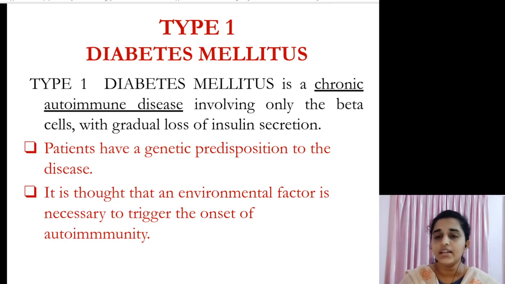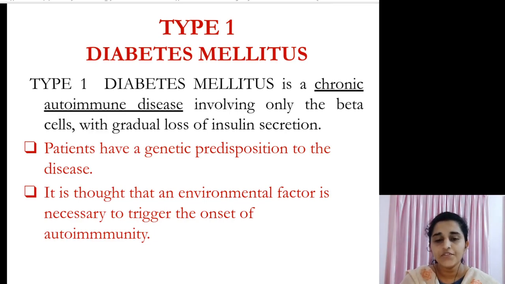So in children, it is a chronic autoimmune disease. Autoimmune disease, we know that our body is misinterpreting our own cells as what? As enemy. And what happens? Our immune system starts attacking the beta cells, and due to this, there is a gradual loss of insulin secretion.